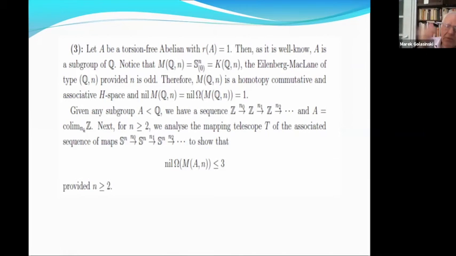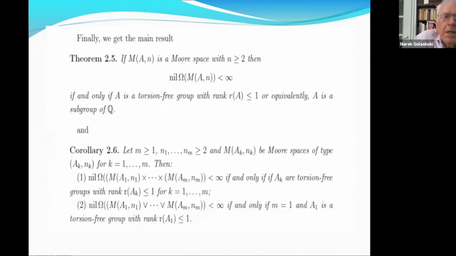So we have only one case where the nilpotency of this group, a Moore group, is finite, and to be true, the Moore space is really close to the sphere. If A is Z, then it's exactly a sphere. Okay, and finally, we can state the main result.